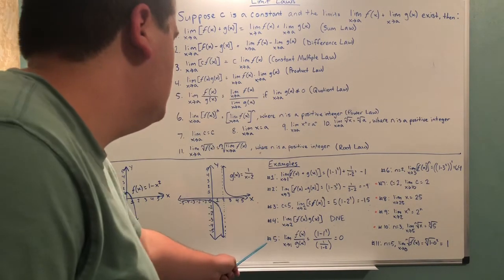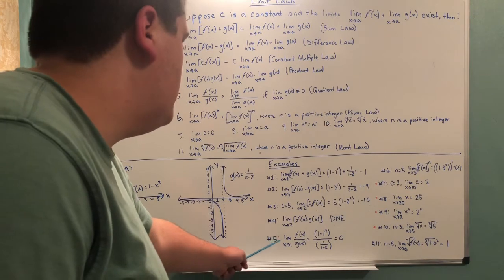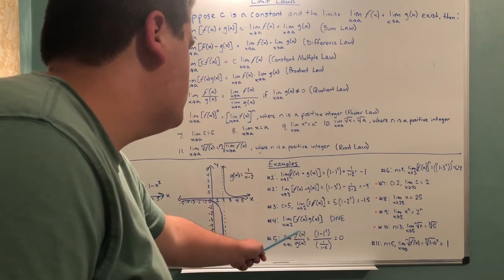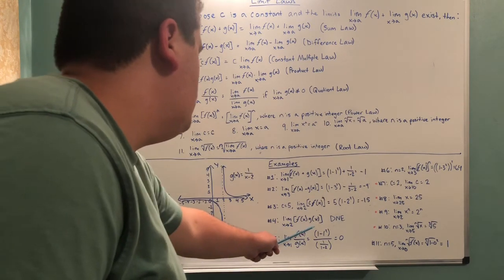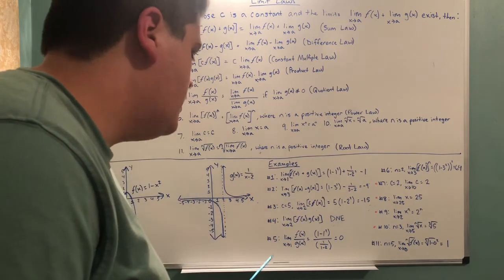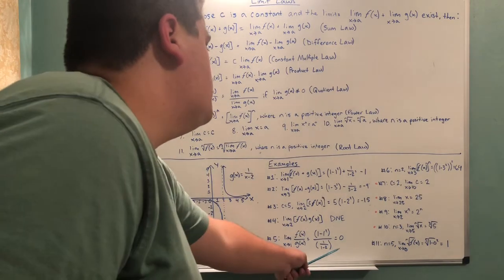For our fifth example, we have the limit as x approaches 1 of f of x over g of x. So we evaluate each function at that point, and we get that it is equal to 0.